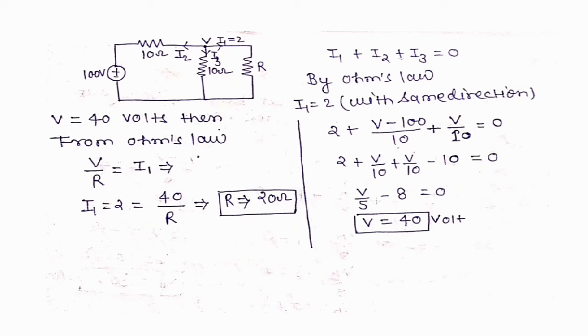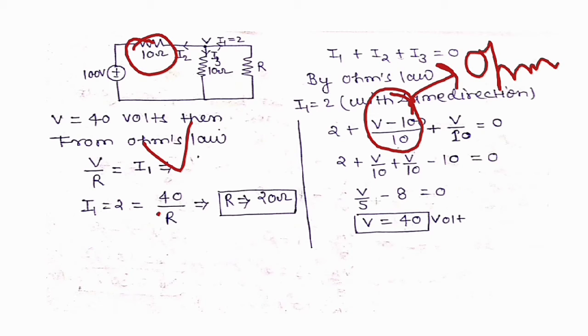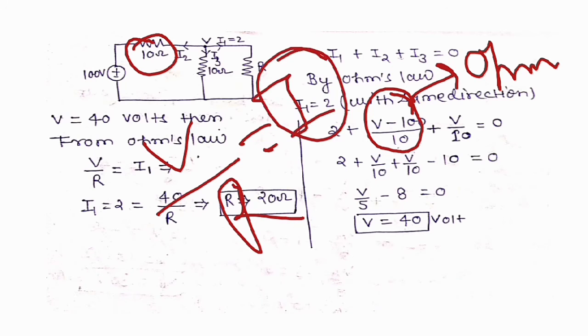Here you just assume that the V potential is higher than the 100 potential. Because of this, the current is flowing or choosing this path. So if you want to calculate the potential difference, then we can say (V minus 100) divided by 10. 10 is the resistance, and this is nothing but Ohm's law. What is Ohm's law? V upon R equal to I.